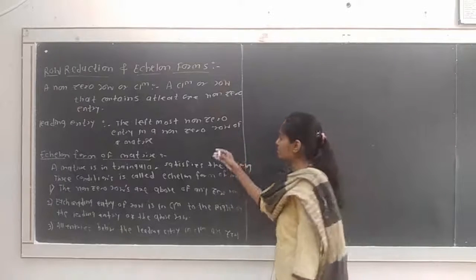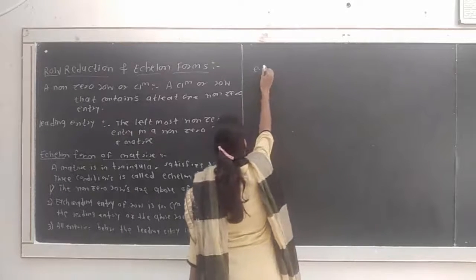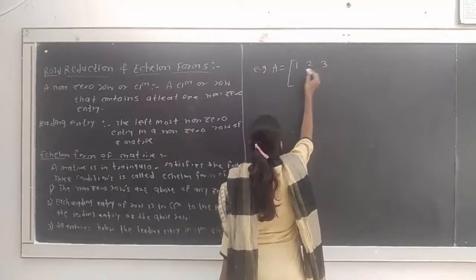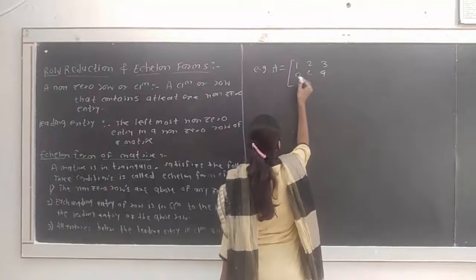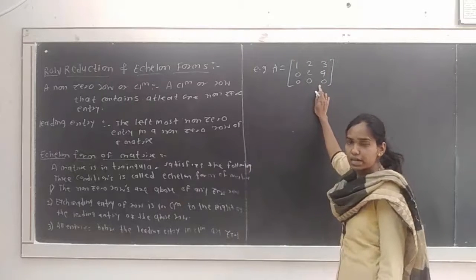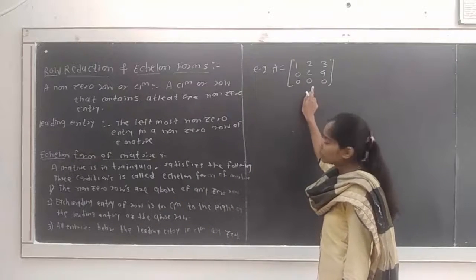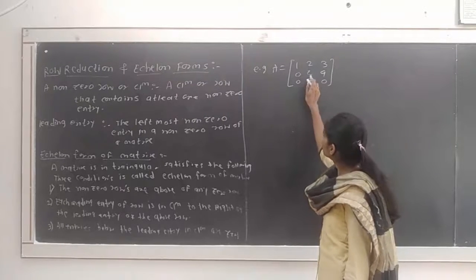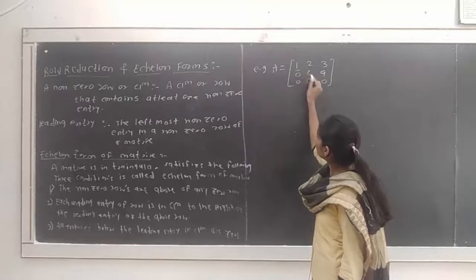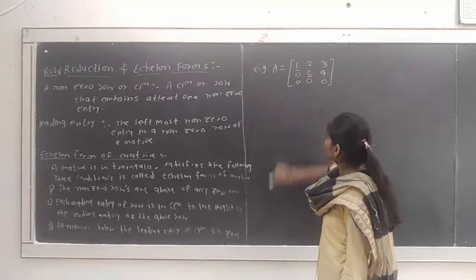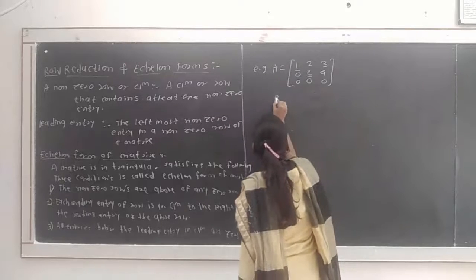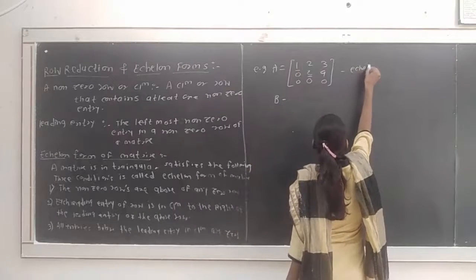Here we write some examples of echelon form. Suppose we consider the matrix A, that is 1, 2, 3 in the first row, then the second row will be 0, 2, 4, then the third row will be 0, 0, 0, which is the triangular form of a matrix, because here the 0 row is below all the non-zero rows, and for these two consecutive non-zero rows, the leading entry of this row is to the right of the leading entry of the row above. So it is in echelon form.